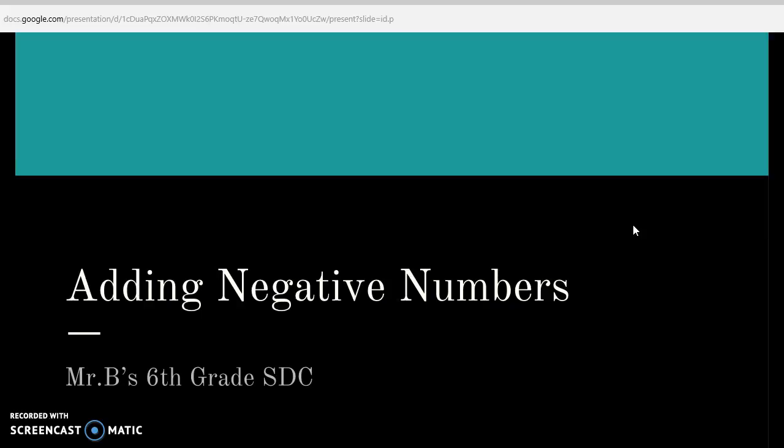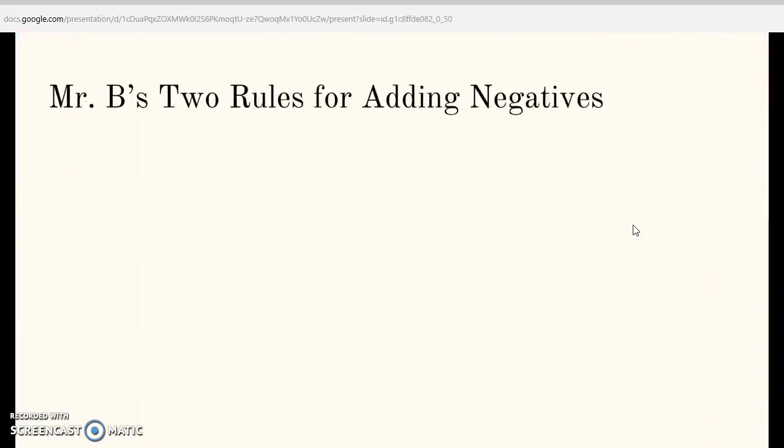It's a brief overview of some rules that I felt were very helpful and some things that teachers have taught me in the past that really helped me understand negative numbers truly. I'm going to be sharing those with you, and tomorrow we'll go over a bit more about it so we can get a full grasp on negatives and how they act in real life and how you can adapt to them better. So I have two rules, Mr. B's two rules for adding negatives.